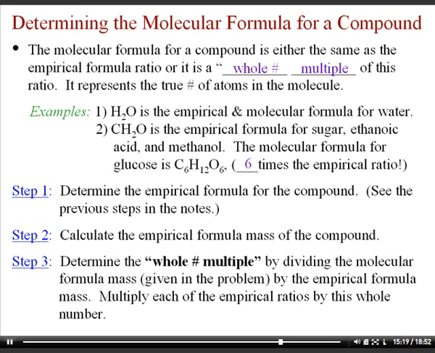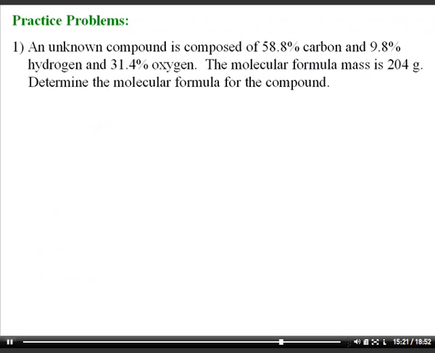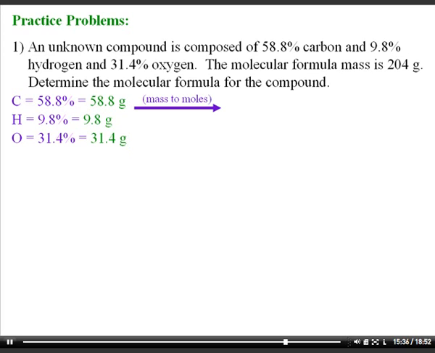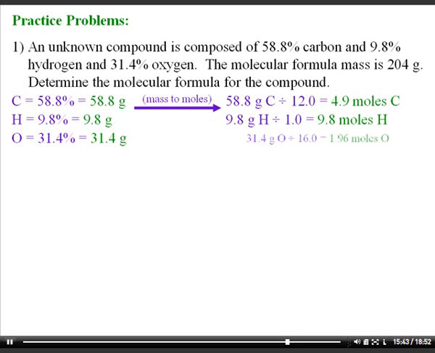So we're going to follow the steps that are on the screen in the practice problem on the next page. So we have our percent to mass part, so we're going to take 58.8% of carbon and change it to 58.8 grams. We do the same thing for the hydrogen percent and the oxygen percent. We take the percent to mass. We do mass to moles by dividing each of them by their atomic weights on the periodic table. So carbon is divided by 12, hydrogen is divided by 1, and oxygen is divided by 16. And I'm rounding off each of these atomic masses to 1 decimal place.